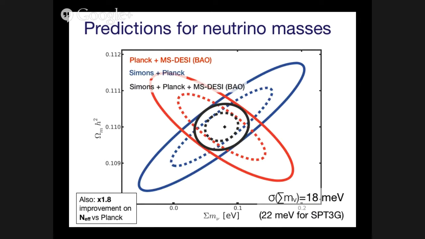Certainly, if any of the current ideas about neutrino mass being an explanation for the discrepancy between galaxy cluster counts and Planck are correct, needing 200 millielectron volt neutrino masses, we could detect that at 10 sigma or more.